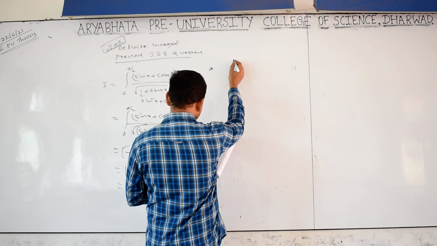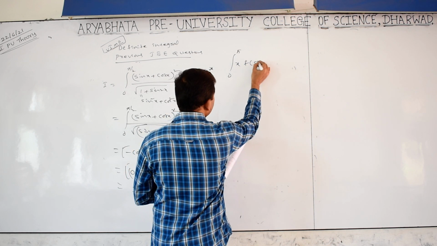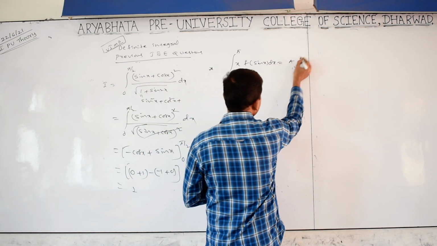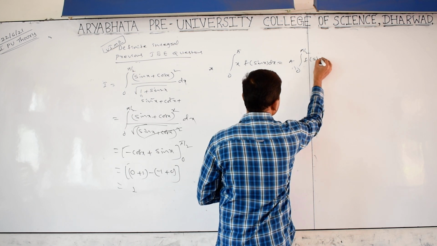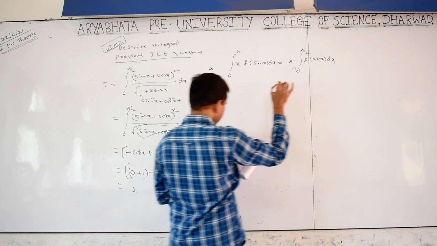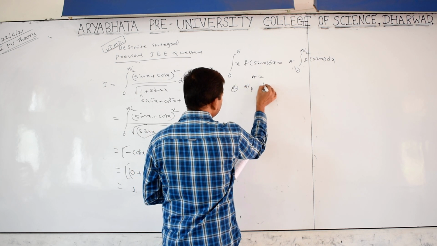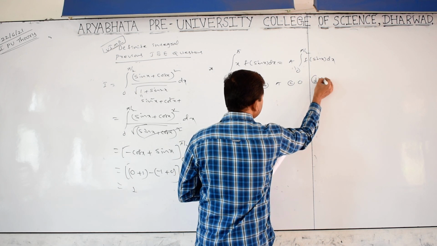Next one is integration of 0 to pi x into f of sin x dx equal to a into integration 0 to pi by 2 f of sin x dx. Then the value of a: option A pi by 4, option B pi, option C 0, option D 2 pi.